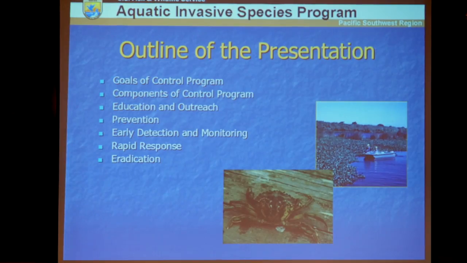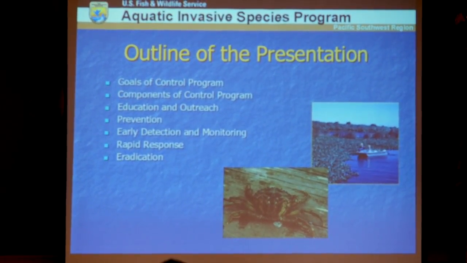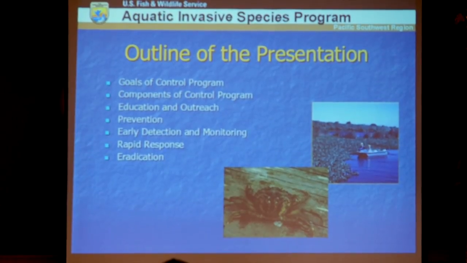Okay, so we're going to talk about the goals of a control program and the components. There's lots to a control program, as you probably are well aware. Education and outreach, here we go. You guys getting a message here? Education and outreach keeps coming up. Prevention, early detection, monitoring, rapid response, and eradication. Those are essential components of a control program.